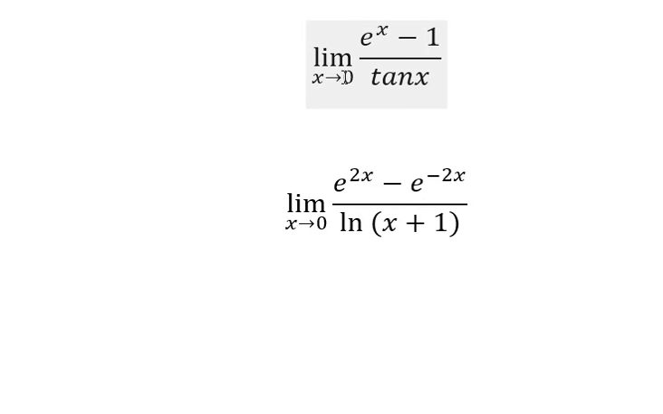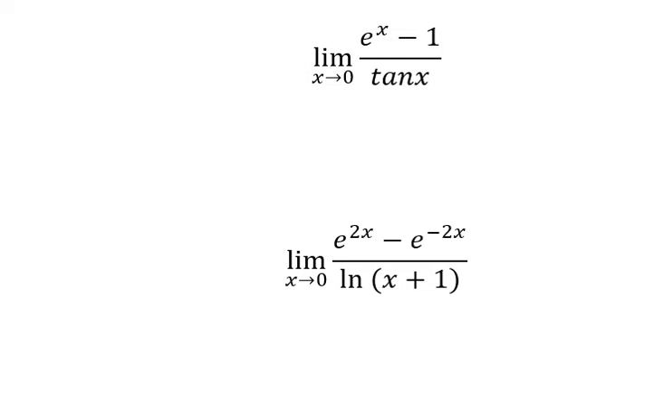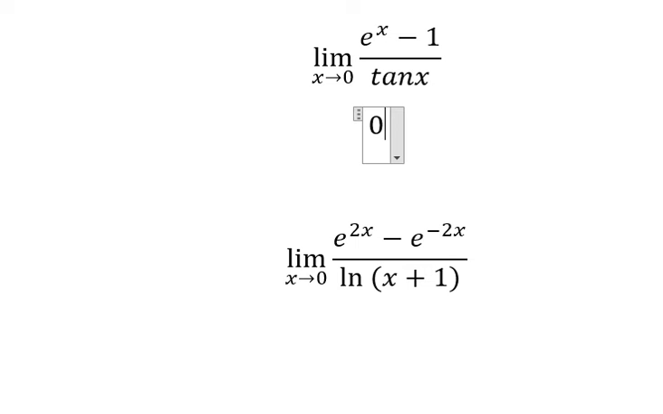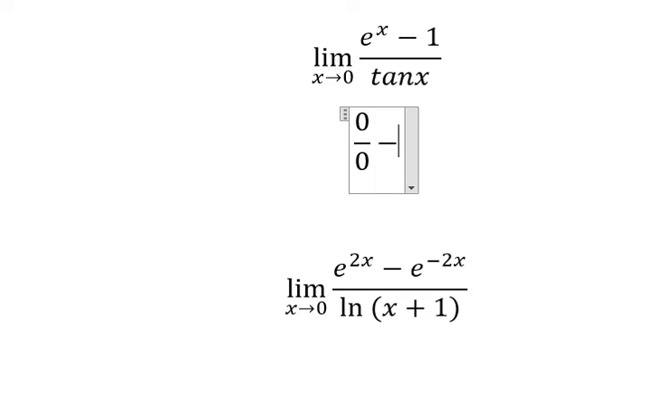When s approaches the number 0, we put the number 0 here and here. We have e to the power of 0, you get about number 1. Number 1 minus 1, you get about 0. Tan of number 0, you get about 0. So we have 0 over 0. Now we can use L'Hospital.